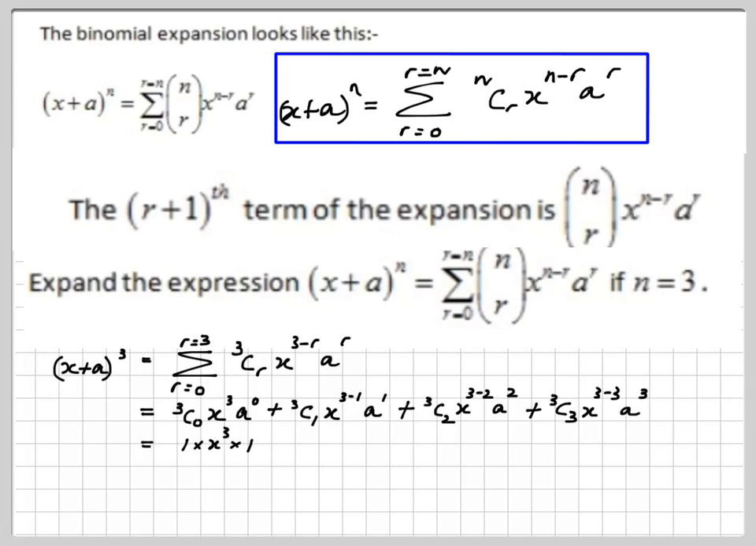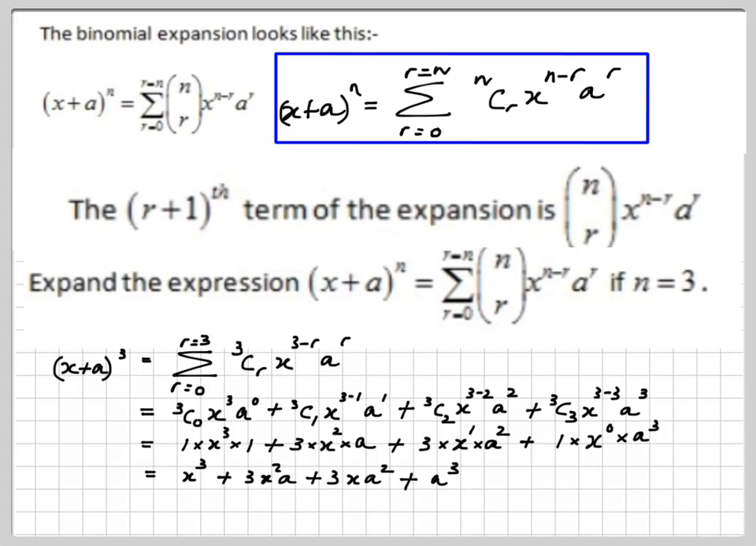Okay, 3C0 is 1, so that just gets you x cubed, because a to the 0 is 1. Plus 3C1 is 3, x squared, a to the 1. 3C2 is also 3, x to the 1, a squared, plus 3C3 is 1, x to the 0, which is just 1, a cubed. So what have we got? x cubed plus 3x squared a plus 3x a squared plus a cubed. Thank you, Mr. Box. It's great, isn't it? So you can see what to do now. So don't be afraid of the Greek capital sigma. It just means a sum of terms.